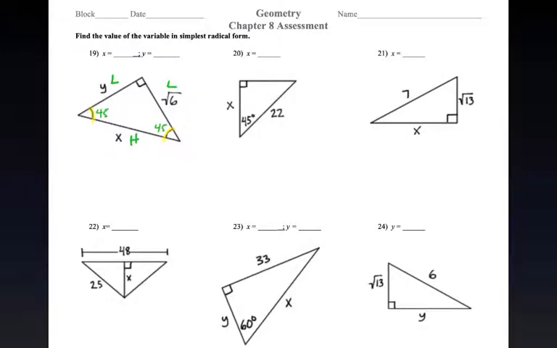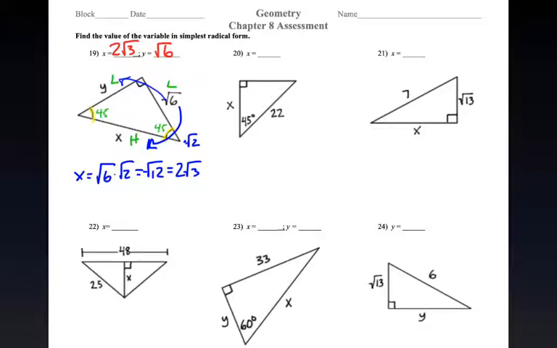Y and the square root of 6 are the legs. X is the hypotenuse. So if I know that one leg is square root of 6, the other leg in a 45, 45, 90 is also square root of 6. To find the hypotenuse, we're going to multiply by the square root of 2. So the square root of 6 times the square root of 2 is the square root of 12. Simplify that, we get 2 square root 3.